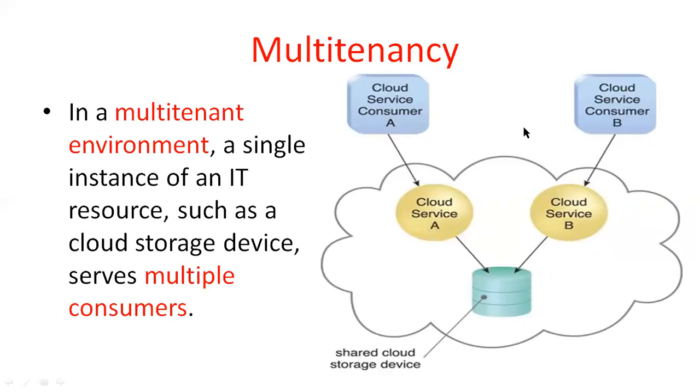Here multi-tenancy. What is multi-tenancy here? If you see the diagram, the cloud service consumer A uses the services of the cloud A, and then uses a shared storage, the same storage device. Like Sri Vijay Niketan uses the same storage device, and then SU University also uses the same storage device for processing data, for storing data, for accessing the data. Here, that is called multi-tenancy.